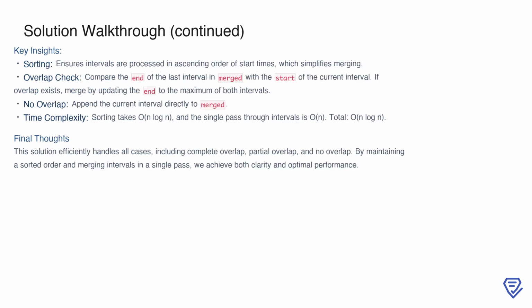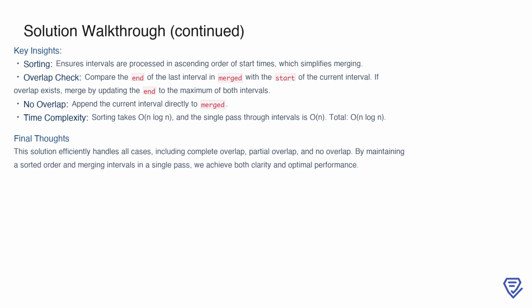The key to this solution lies in a few fundamental insights. First, sorting the intervals by their start times ensures that we process them in the correct order, making it easier to identify overlaps. Second, the overlap check involves comparing the end of the last interval in merged with the start of the current interval. If they overlap, we merge by updating the end to the maximum of the two intervals. If there's no overlap, we simply append the current interval to merged.